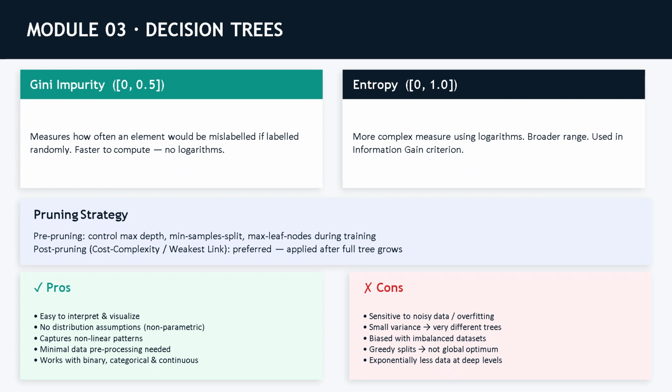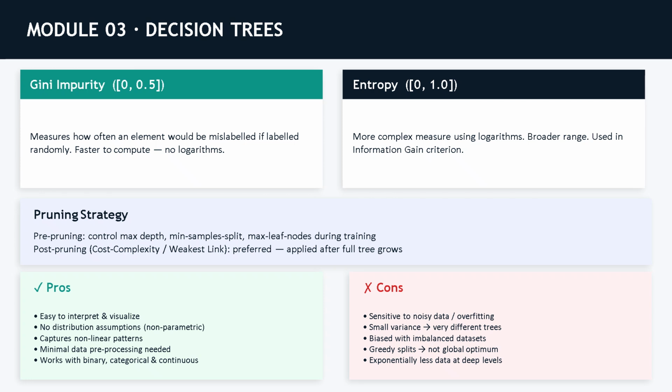You see, when a tree grows too deep, it memorizes noise. So we have to fight this with pruning. Pre-pruning limits growth during training, using parameters like max depth. Post-pruning grows the full tree first, then trims it. This is actually preferable because useful splits can sometimes follow what looks like a poor one early on.